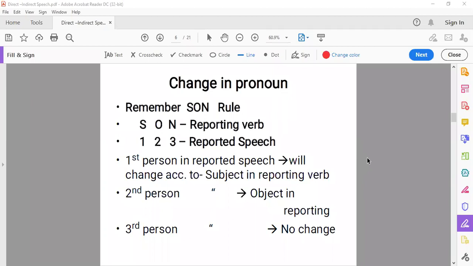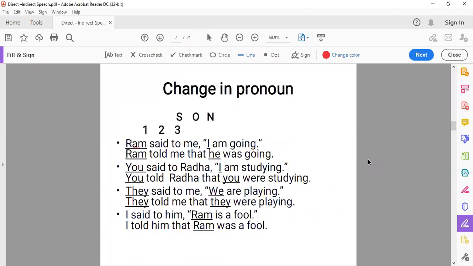Let's see some examples. We have to look only at the change of persons here in these examples. Ram said to me, "I am going." What is the reporting verb? Ram said to me. This is the reporting verb. I am going. This is the reported speech. And this sentence is in the direct form. When we change this direct form into indirect form, we'll change it to: Ram told me that he was going.